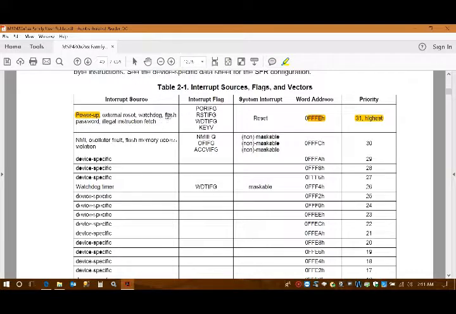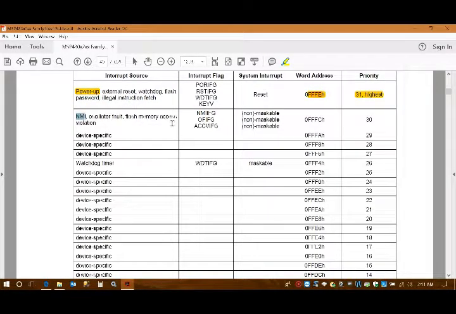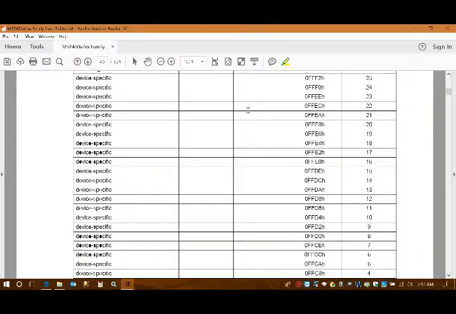So the reset, or power-up condition, will always have the highest priority. Next, you can see that there is an NMI. NMI is nothing but the non-maskable interrupt, which comes for an oscillator fault. So whenever there's an oscillator fault, and if the interrupt is enabled, as I told you, the processor will jump to FFFC hex and also FFFD hex, because both of them together will form a 16-bit address where the processor will jump. So these are all the addresses.